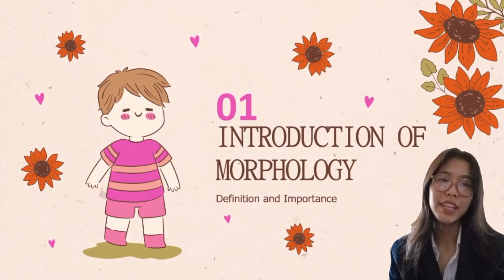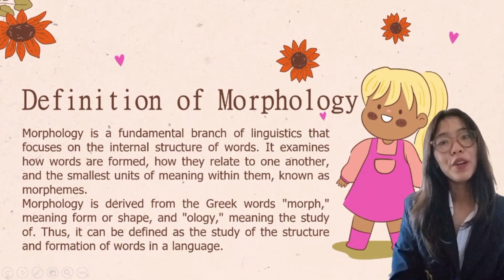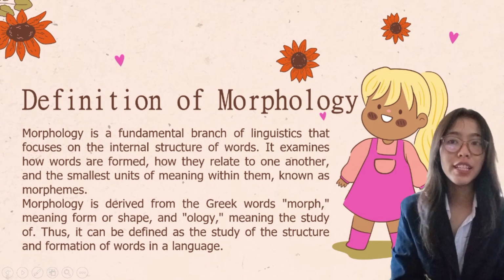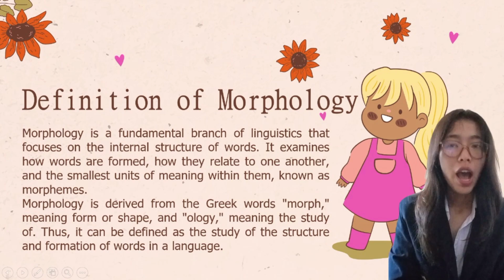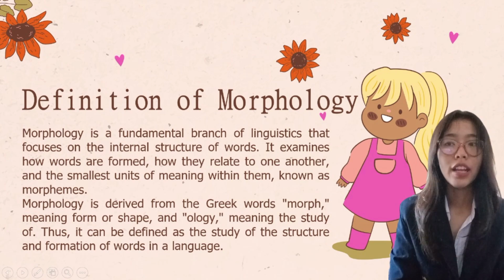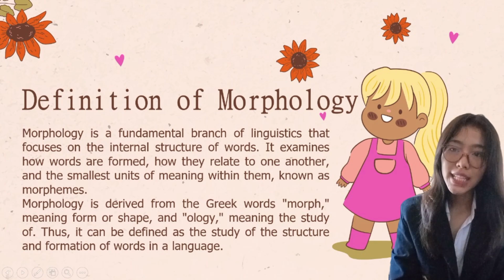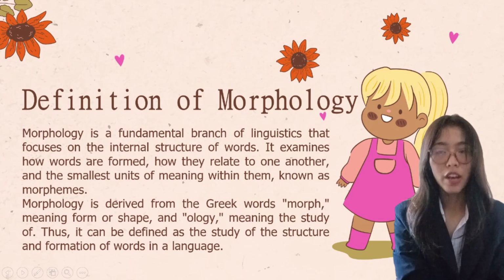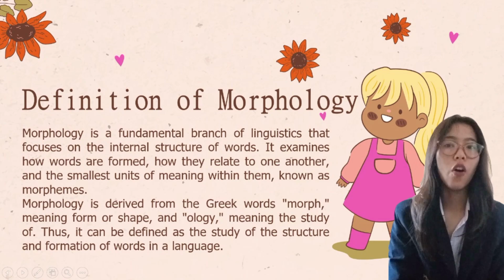The first material is about introduction to morphology that includes definition and importance. So the definition of morphology. Morphology is a fundamental branch of linguistics that focuses on the internal structure of the word. It examines how words are formed, how they relate to one another, and the smallest unit of meaning within them, known as morpheme. Morphology is derived from the Greek words morph, meaning form or shape, and ology, meaning the study of. It can be defined as the study of the structure and formation of words in language.